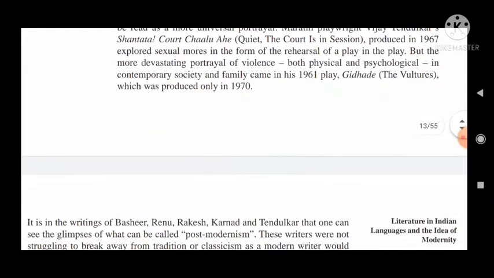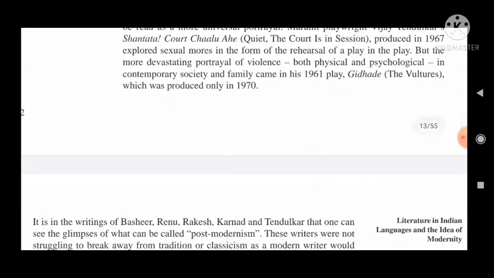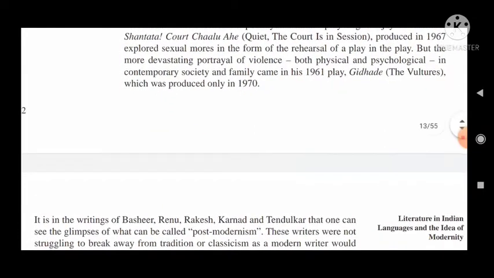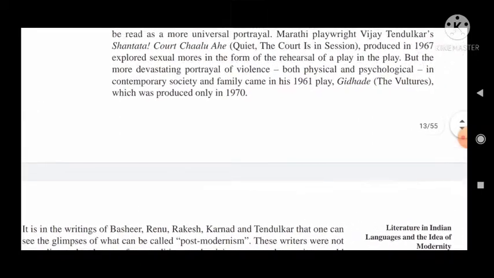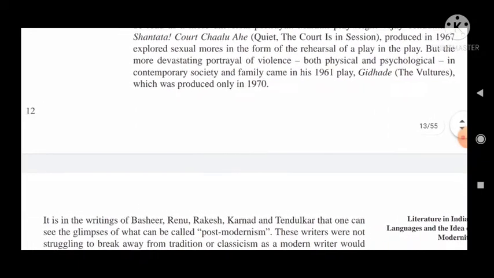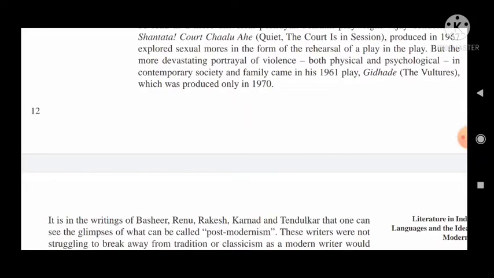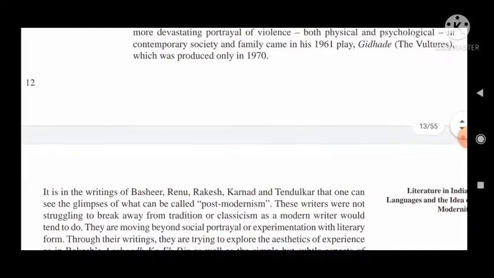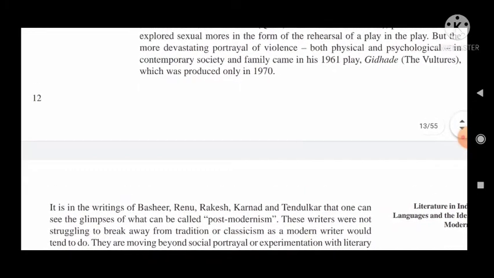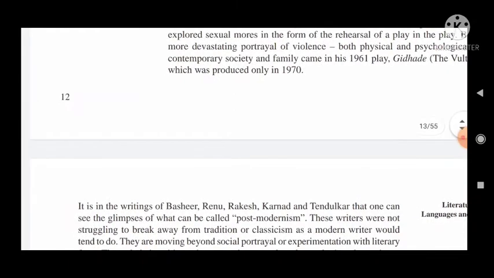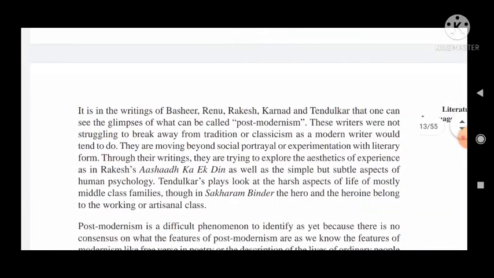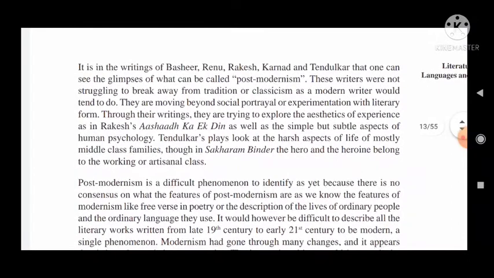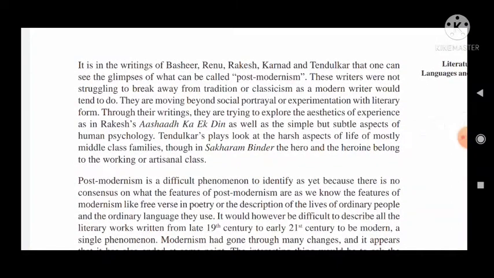But the more devastating portrayal of violence, both physical and psychological, in contemporary society and family came in the 1961 play Gidhade, The Vultures, which was produced only in 1970. It is in the writings of Basheer, Renu, Rakesh, Karnad and Tendulkar that one can see the glimpses of what can be called postmodernism.